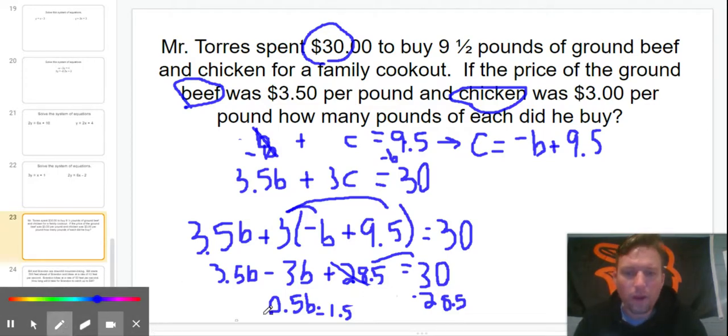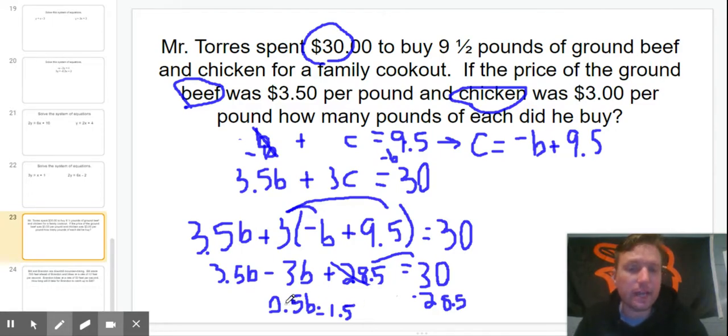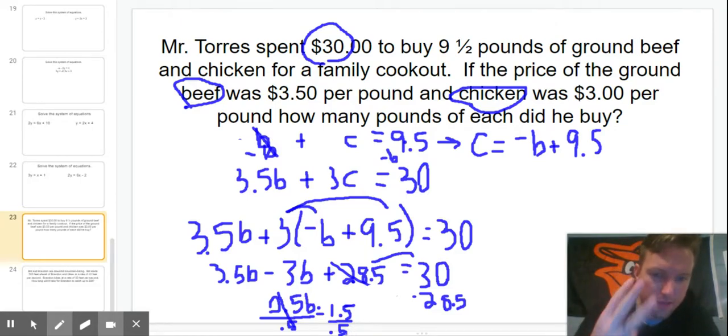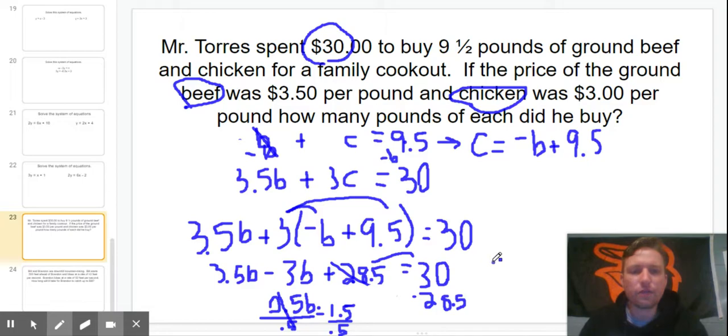Now, when we get to this point, what are we going to do? Well, we have to do the inverse operation to get that variable by itself. So I'm going to do 0.5 divided by 0.5, and that cancels out and leaves you with 1, or b. And on this side, I have 1.5 divided by 0.5, which would give me, that's right, 3. So my answer for b would be b equals 3. Okay?